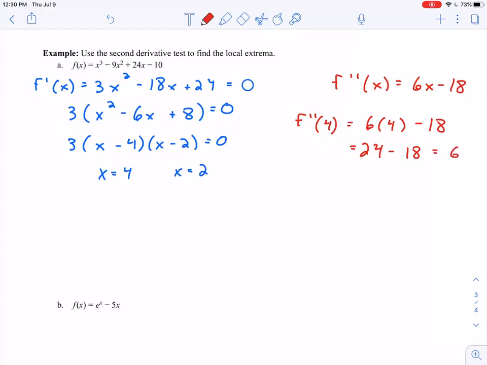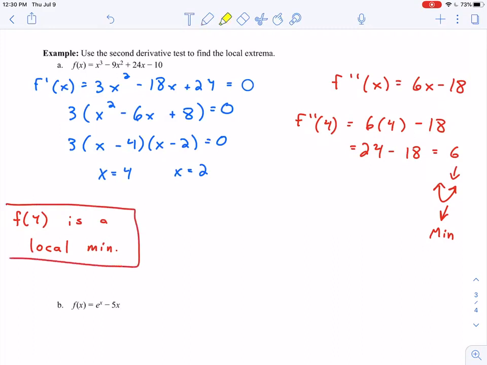I would be careful to jump to any conclusions here. I always like to draw out my thought process for these problems. So, okay, we have the second derivative is positive. What does that mean? That means we have a graph which is concave upward, which means that we have a minimum. So what that means is that f of 4 is a local minimum. And then you could of course find the y value by evaluating f of 4, but I'll let you do that part.